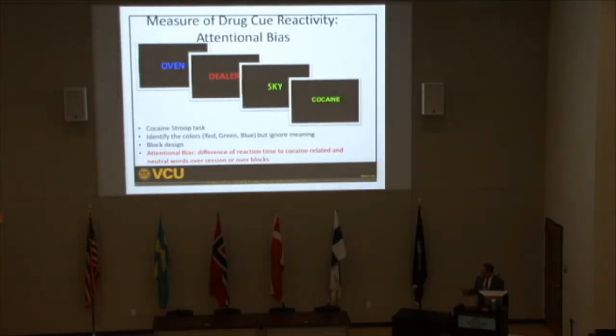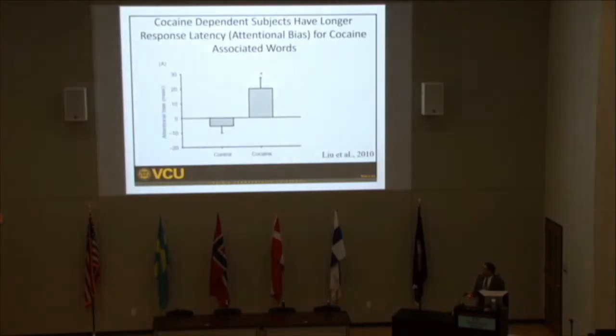And attentional bias is a phenomenon where drug-dependent individuals, when they see drug-related words, have a slower reaction time for those words compared to the neutral words. This was a paper published in 2011 showing cocaine-dependent individuals had this attentional bias, or slower reaction time, to the drug-related words compared to the neutral words. So showing that they have a higher cue reactivity as measured by this task.